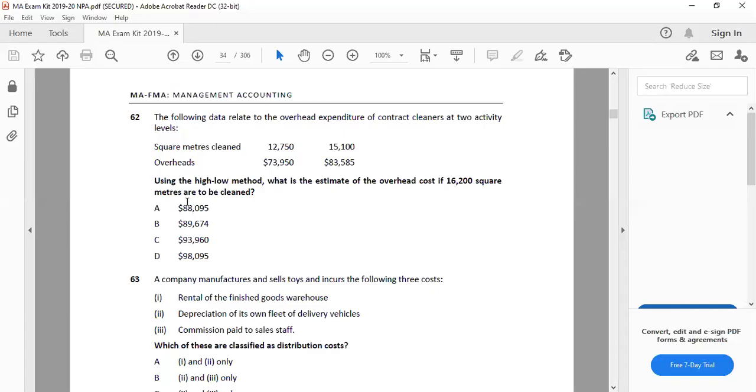See, this is your exam kit, Management Accounting Exam Kit. Question number 62 on the screen. Do you see that? The following data relate to the overhead expenditure of contract cleaners at two activity levels. So something is given. Using the high-low method, what is the estimate of the overhead cost if 16,200 square meters are to be cleaned?